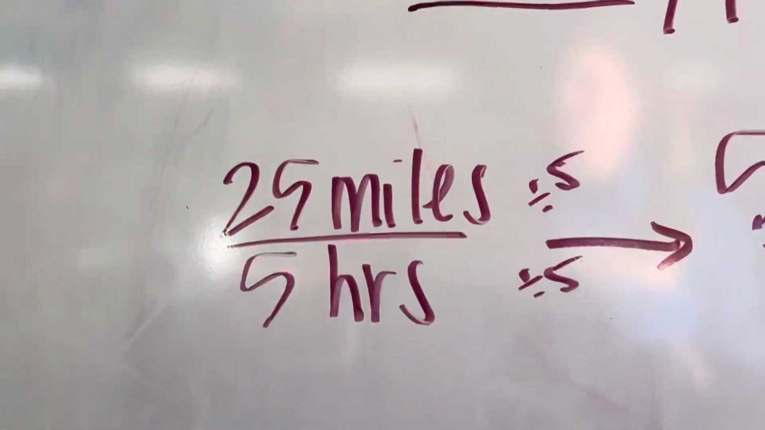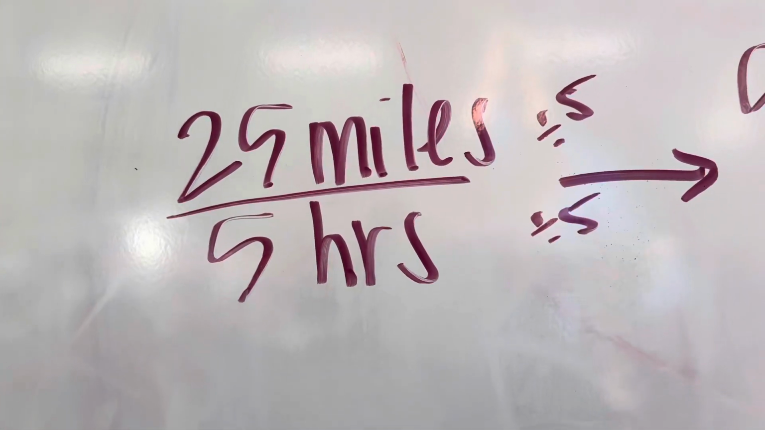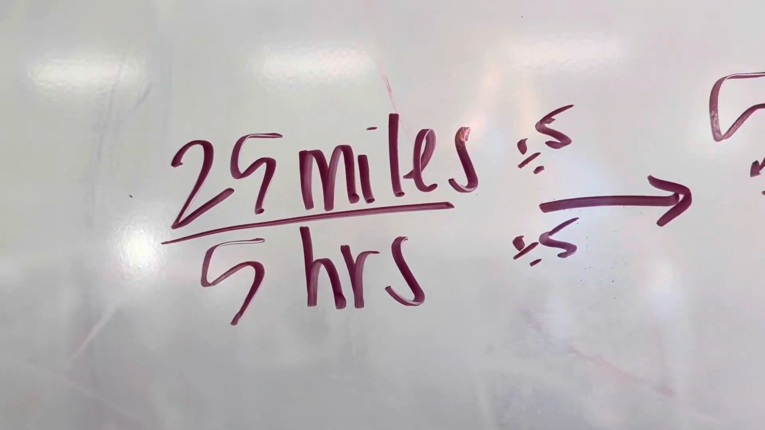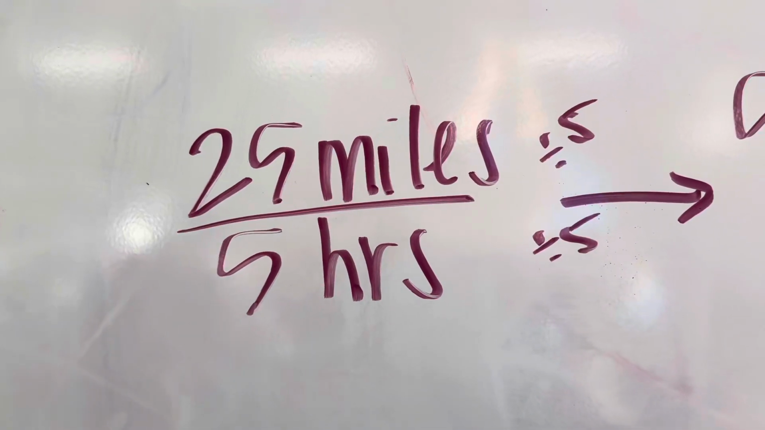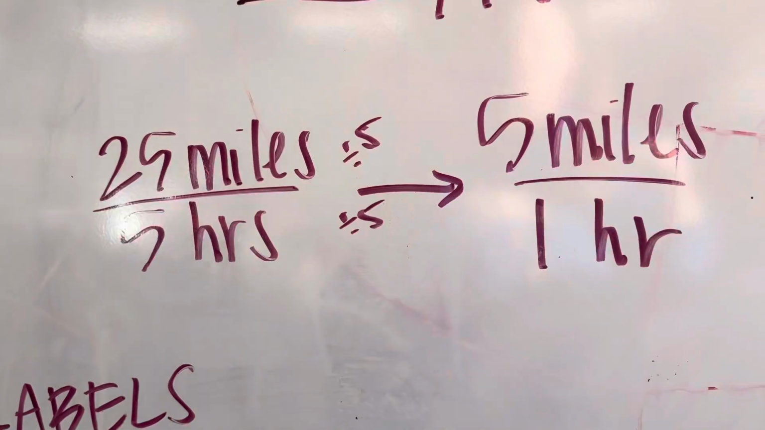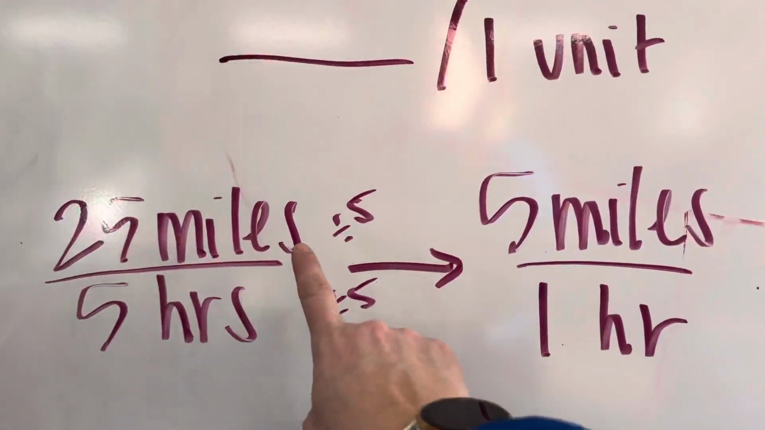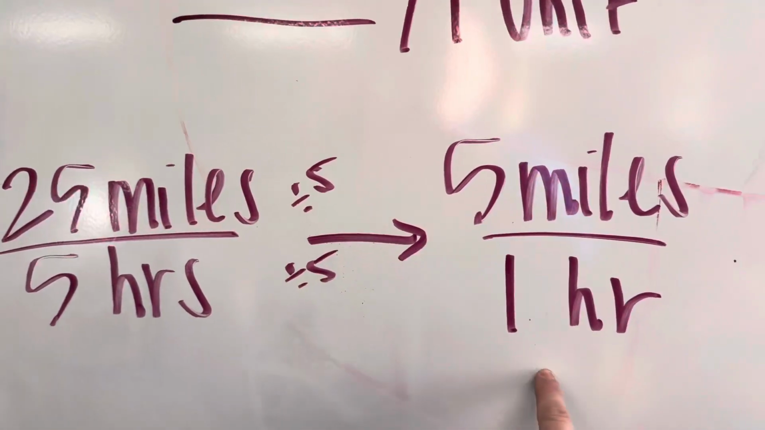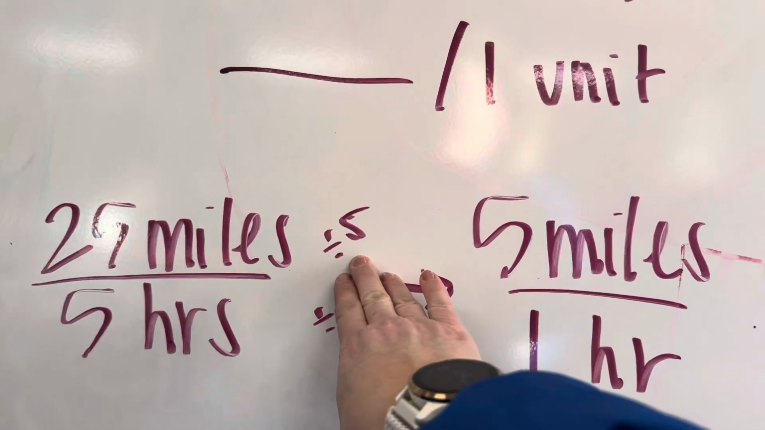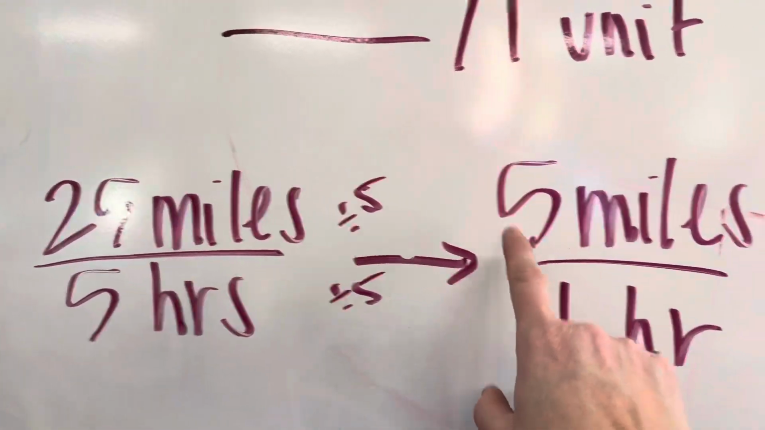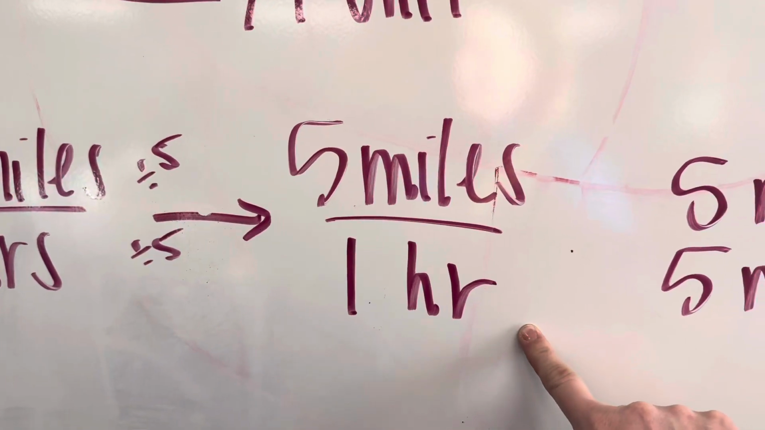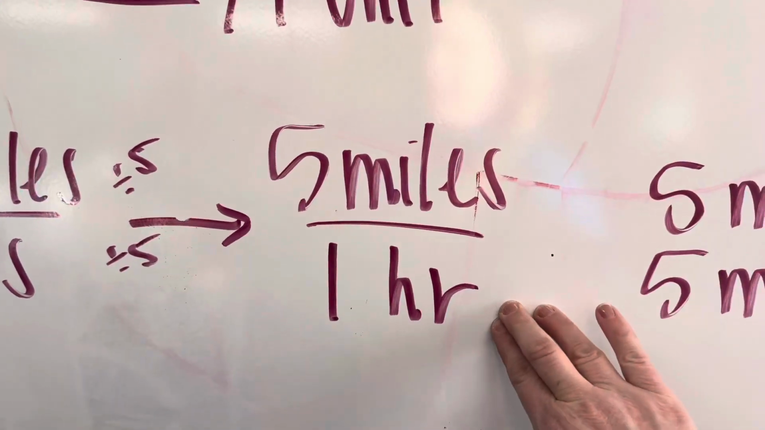Here's our example, okay? We know that something can go 25 miles in 5 hours. We wanna figure out what it's gonna be for 1 hour. That's our unit rate. So we wanna think, how are we gonna get from 5 hours to 1 hour? We're gonna divide by 5. If we divide by 5 here, we have to do this at the top. So we have our 25 divided by 5. So our unit rate, or what it is for 1, is 5 miles in 1 hour.